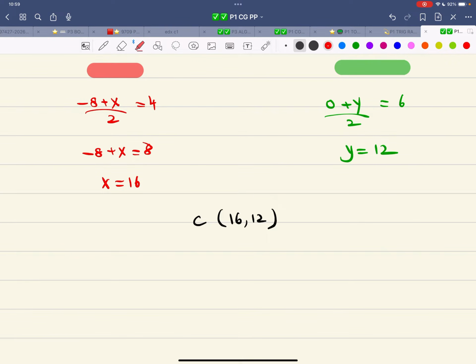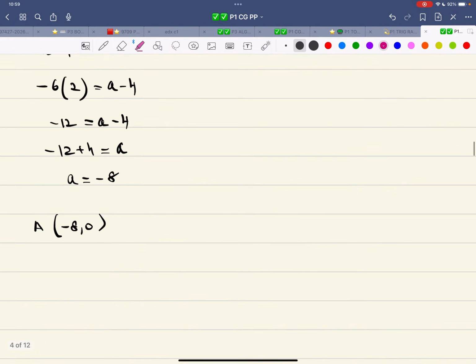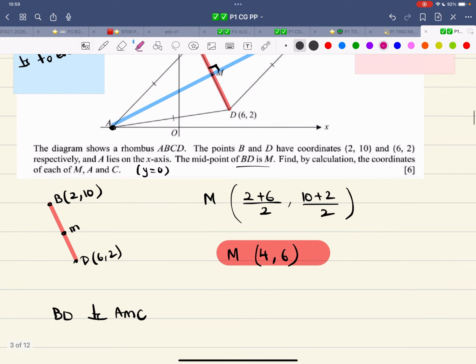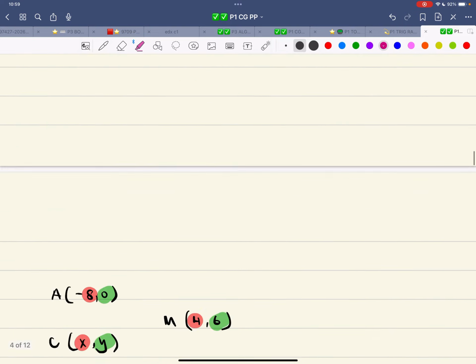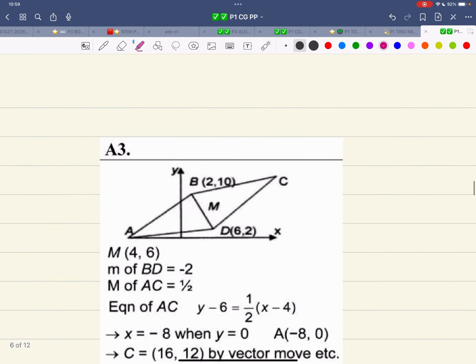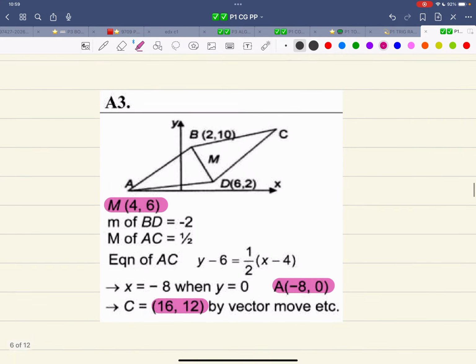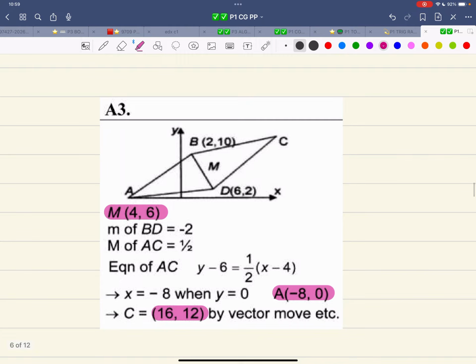So now let me highlight the things. That is C, 16 comma 12, that is negative 8 comma 0, and this is 4 comma 6. To me it looks pretty good. It's a good thing to check the answer. C is 16 comma 12, good. A is negative 8 comma 0, and M is 4 comma 6. So this is all done and dusted.